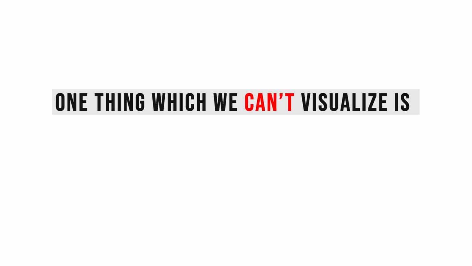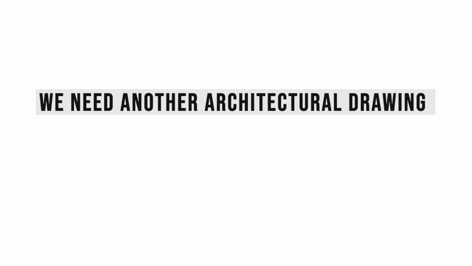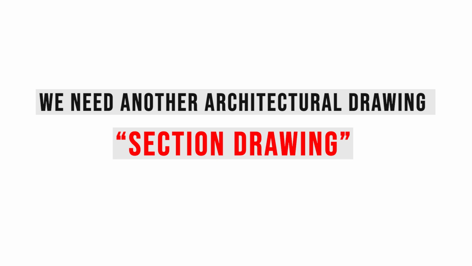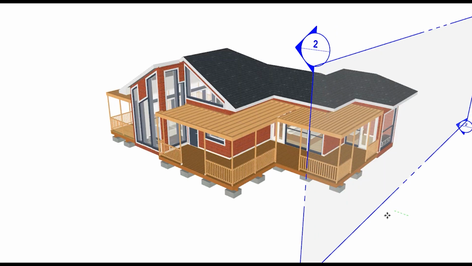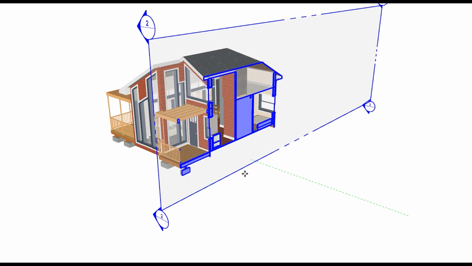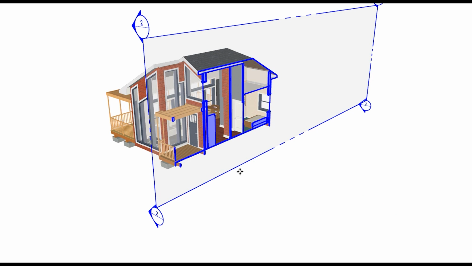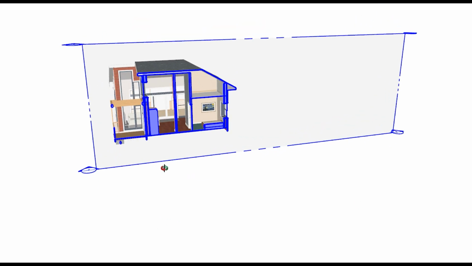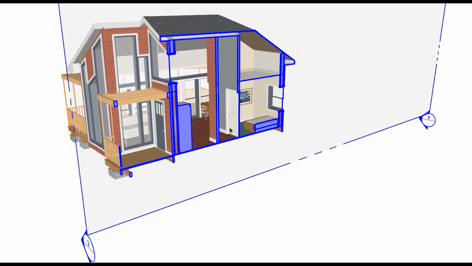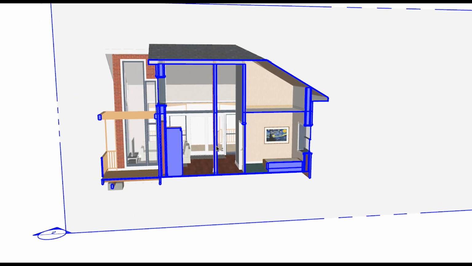One thing which we can't visualize in the floor plans is heights. So for this we need another architectural drawing, which we call section drawings. A section drawing is an imaginary vertical plane cutting through the house, and we are looking at the house from one side of the vertical plane. Now we can clearly see how high the ceiling is in the different spaces. Like in living and dining, we can clearly see the double height ceiling.